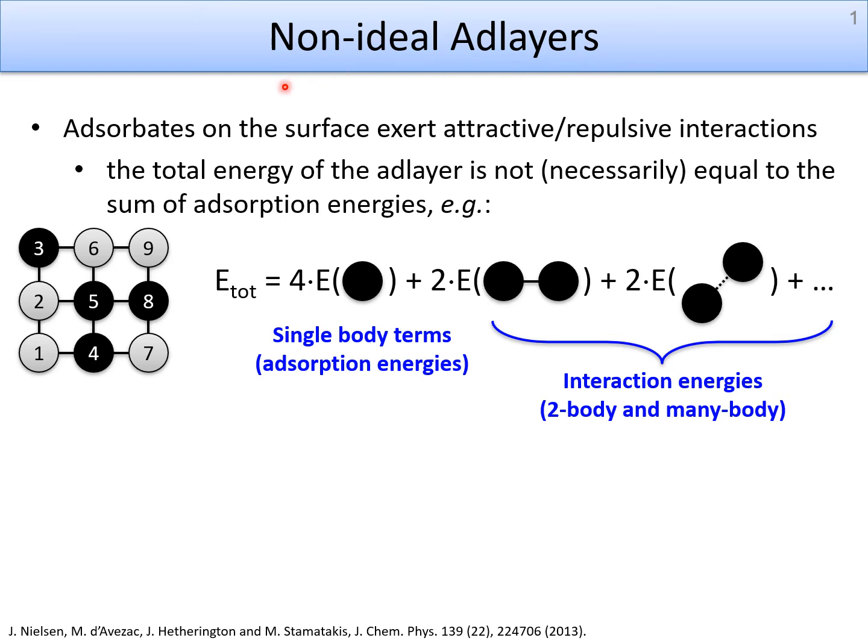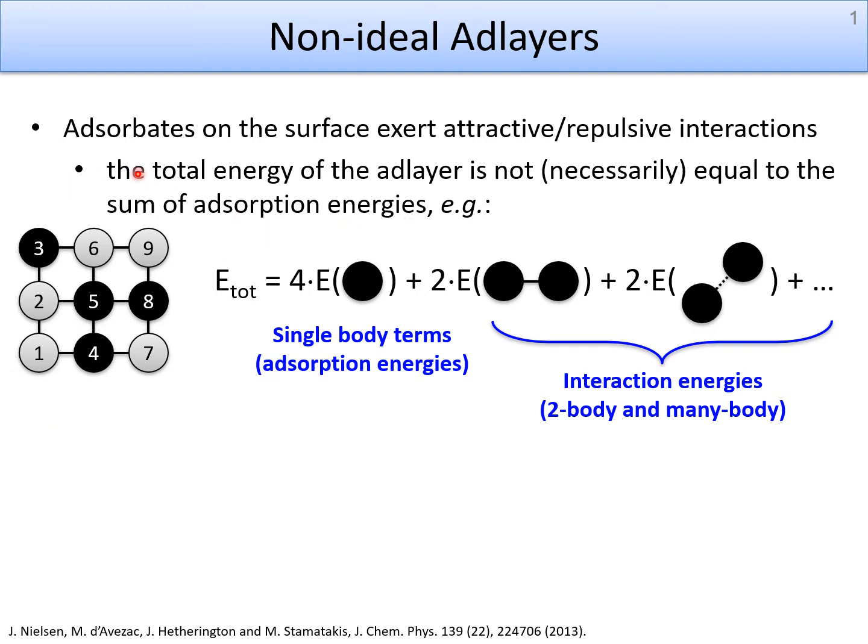whereas in reality, this is probably not a good assumption for several realistic systems. So in these systems, adsorbates do exert attractive or repulsive interactions. So these interactions give rise to non-ideal add layers. And eventually, the consequence of that is that the total energy of the add layer is not necessarily equal to the sum of adsorption energies for the adsorbates on the lattice.